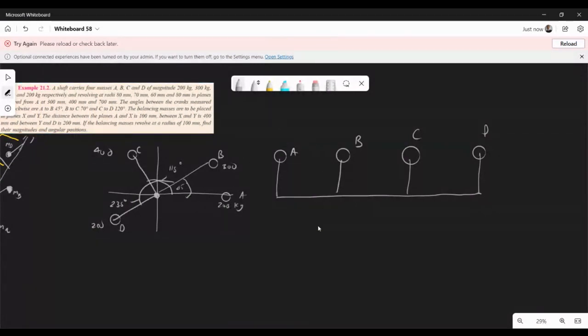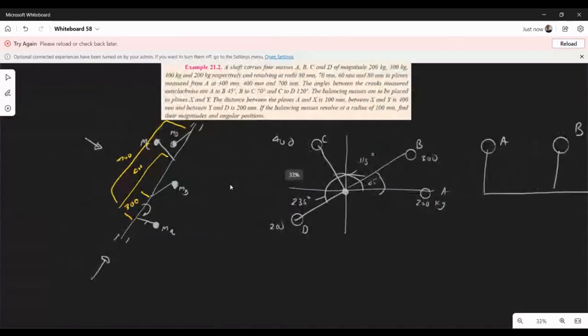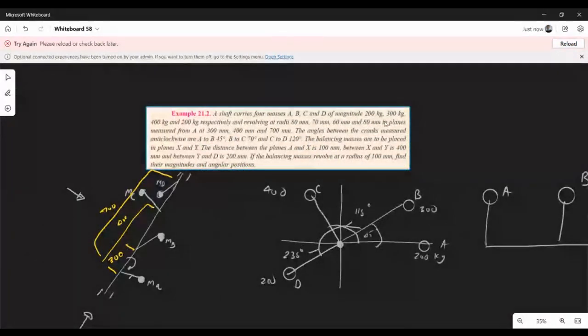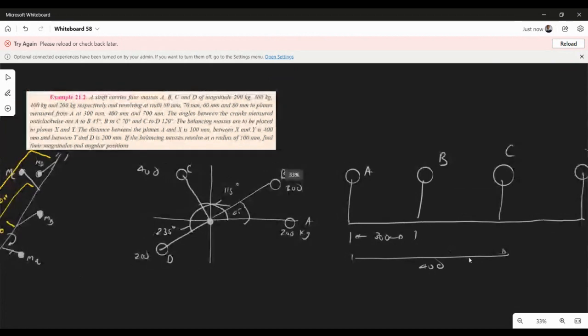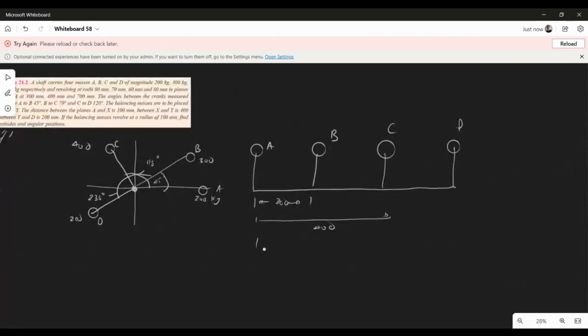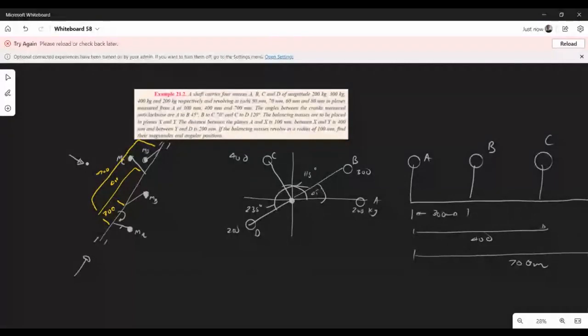And then they stated, if you're reading the question here, not this funny sketch I did, it says in planes measured from A at 300. So that's from A. This is 300 from here to here. From B to C, obviously B should be a bit closer, there should have been 400. And then from A to D, that must be, say, around 700. You guys get that? So that's looking at it from the side now. That's what it looks like, obviously at the respective angles.